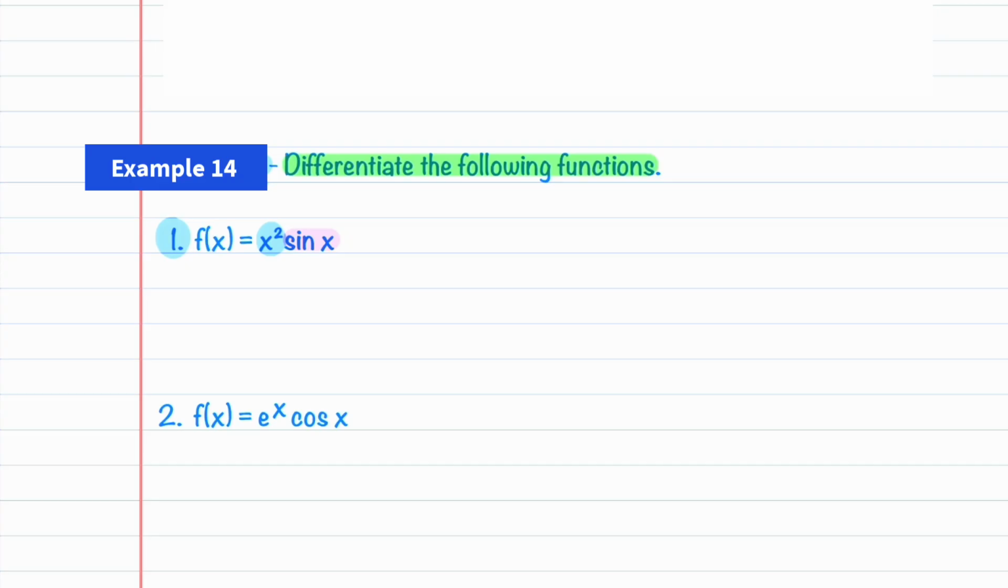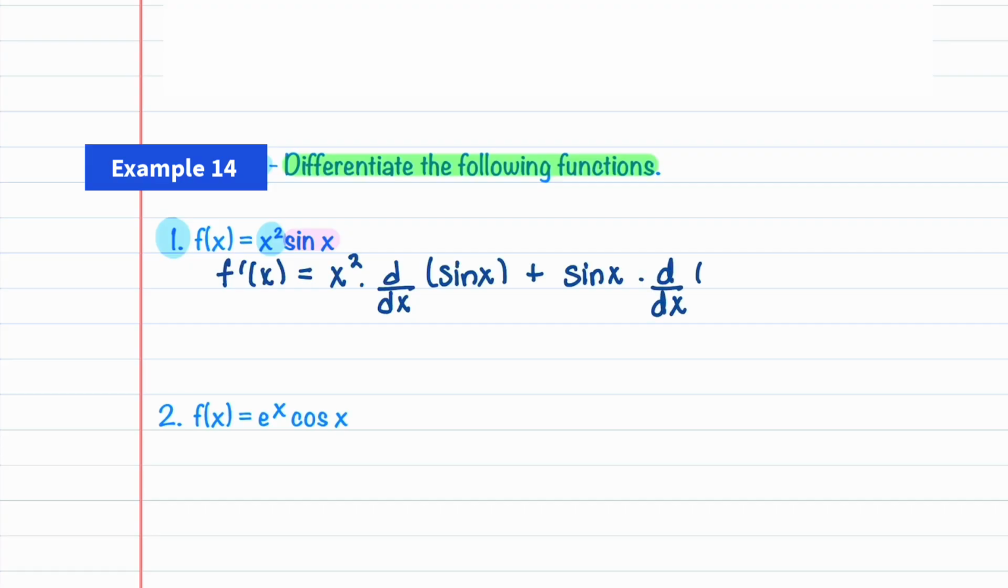So when we take the derivative, we are going to have to use the product rule. Let's go ahead and do that. f prime of x is the first term, x squared, times the derivative with respect to x of our second term, sine x, plus our second term, sine x, times the derivative with respect to x of our first term, which is x squared.